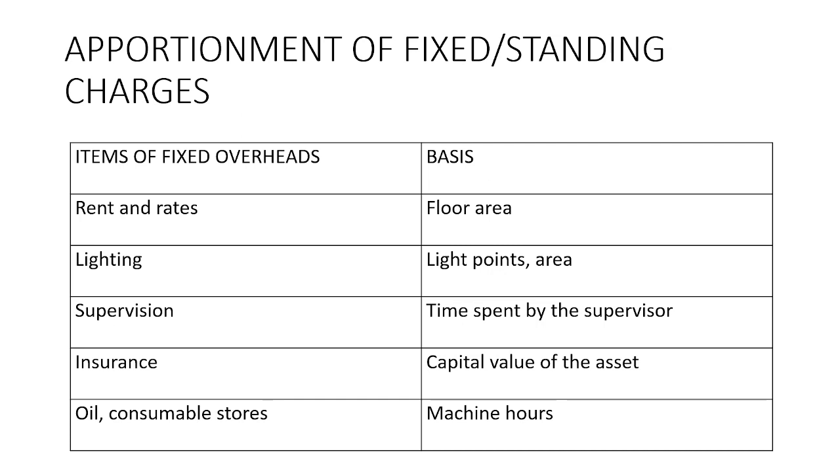Now we will see how the fixed or standing charges are apportioned. For example, for rent and rates, the basis is floor area. In case of lighting, the basis is light points or area. In case of supervision, it is the time spent by the supervisor. For insurance, it is the capital value of the asset. For oil and consumable stores, it is based on the machine hours.